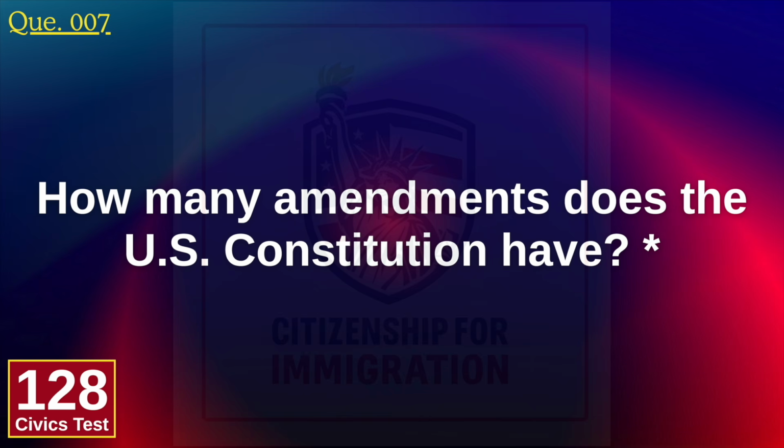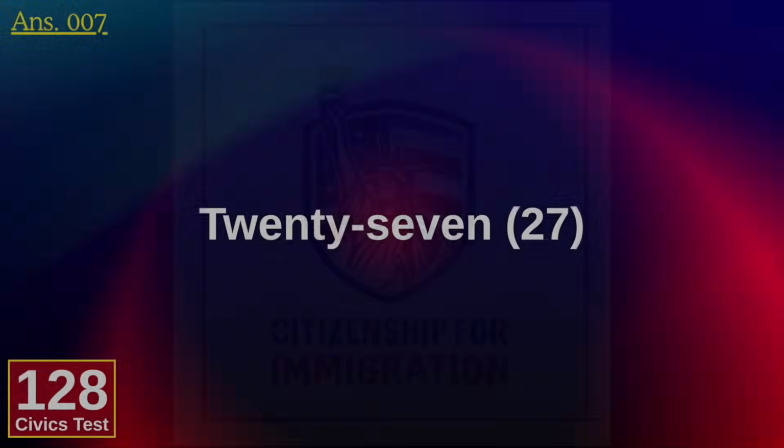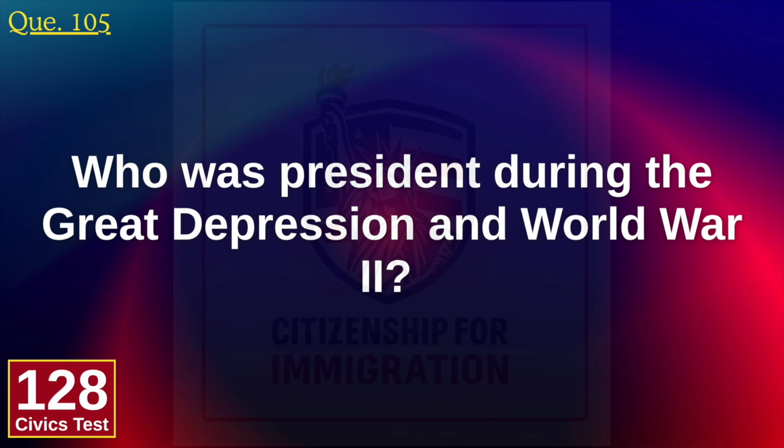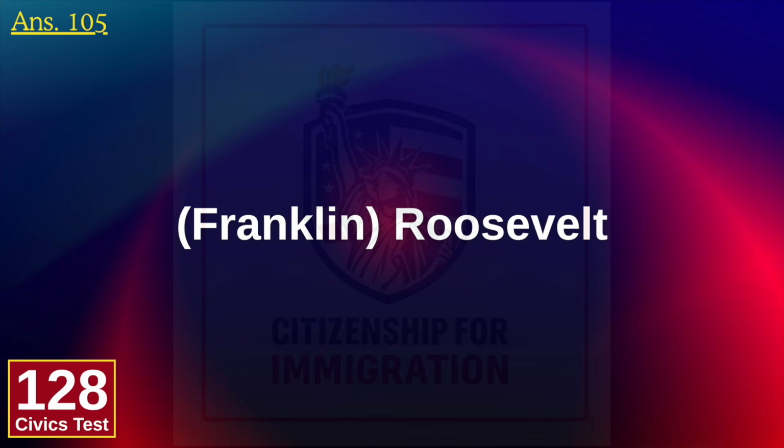How many amendments does the U.S. Constitution have? 27. Who was president during the Great Depression and World War II? Franklin Roosevelt.